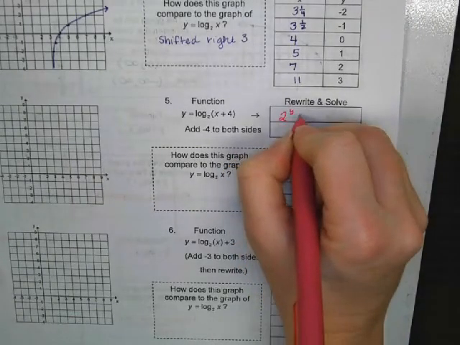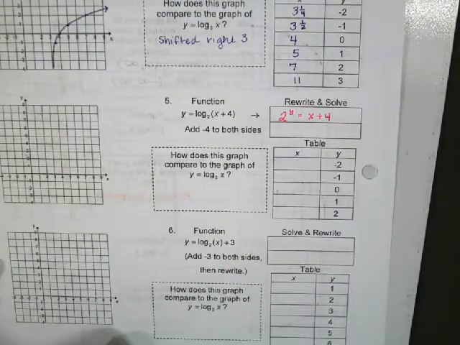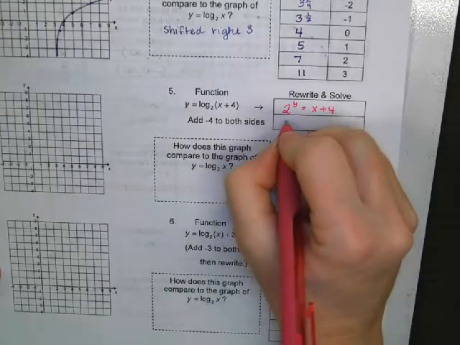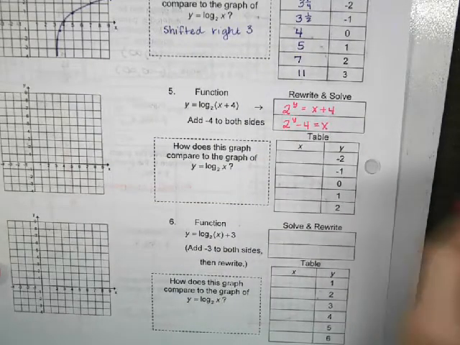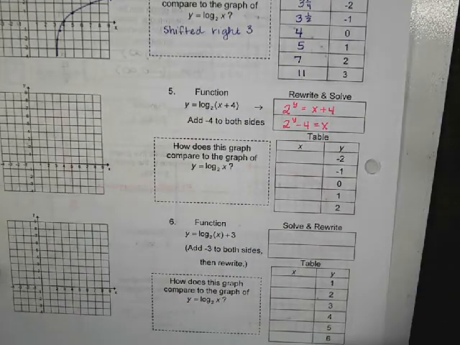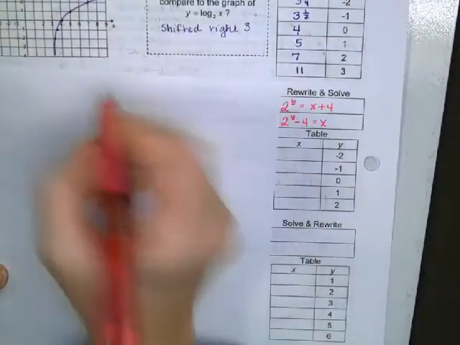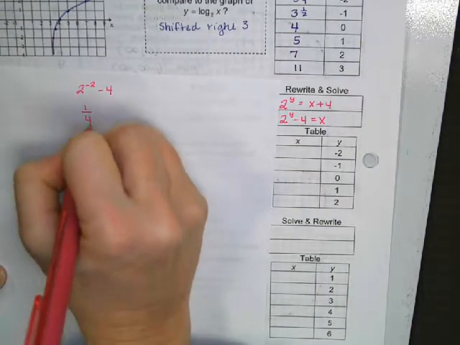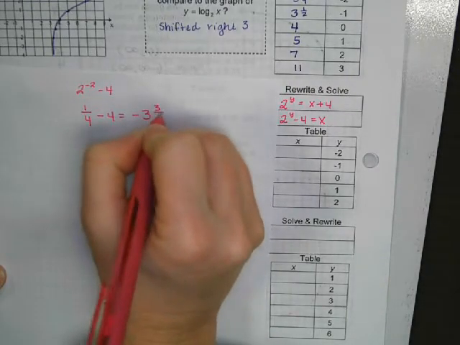So it's 2 to the power of y equals... All right, so I'm going to rewrite it exponentially. So I've got 2 to the y equals x plus 4. And then it says add negative 4 to both sides, or subtract. Bless you. So I have 2 to the y minus 4 equals x. Now I'm plugging in. So 2 to the negative 2 is 1/4, minus 4, which is going to be negative 3 and 3/4.